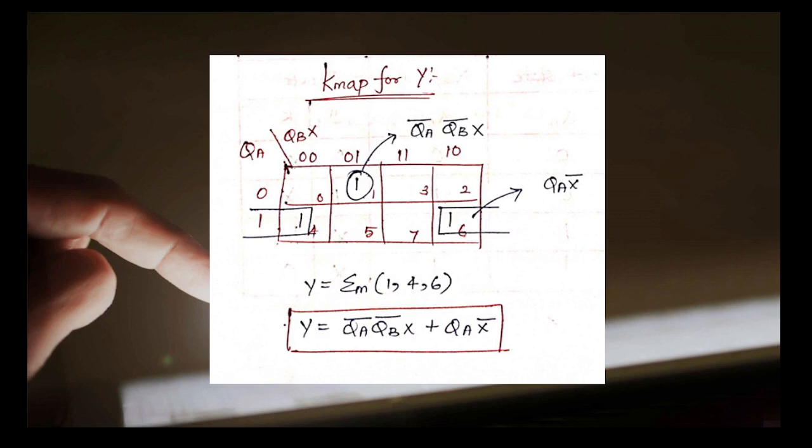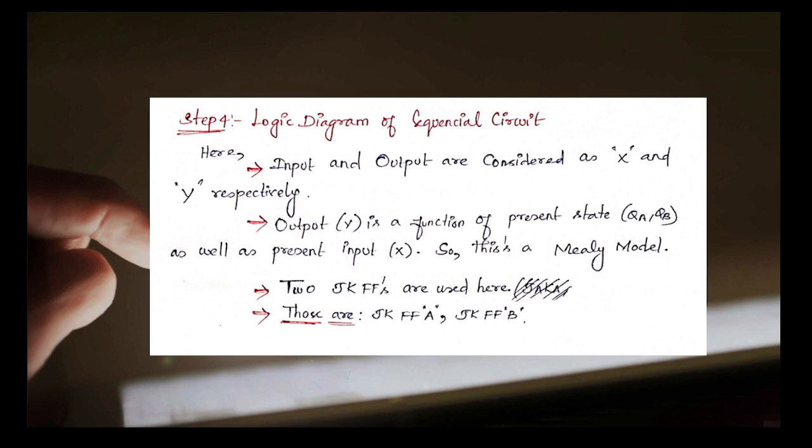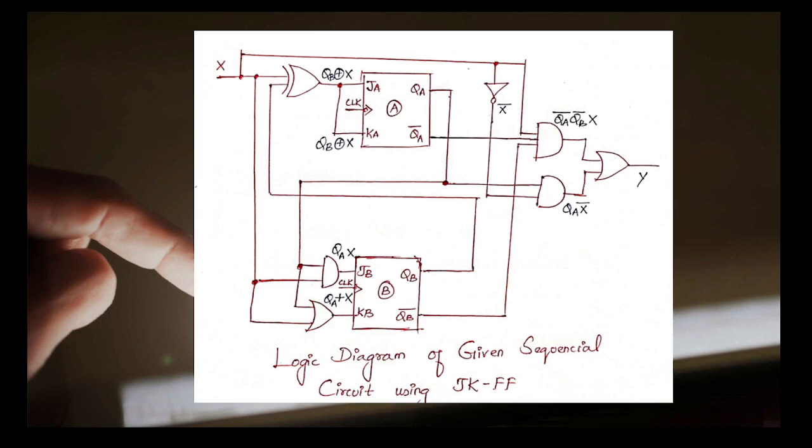Once this has been received, we have to go for the last step, logical implementation of the sequential circuit. Here, input and output are considered as x and y respectively. Output y is a function of present state QA and QB as well as present input x. So it is a Mealy model. Two JK flip-flops are used: JK flip-flop A and JK flip-flop B. So the last step is the logical implementation of the given sequential circuit by using JK flip-flops based on the K-map simplification expressions we have received.